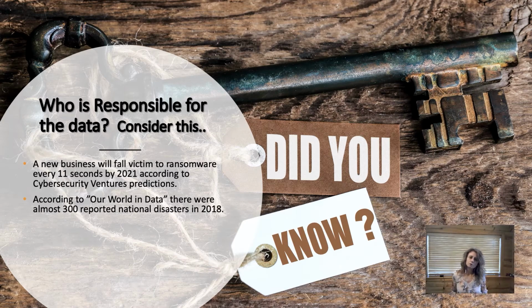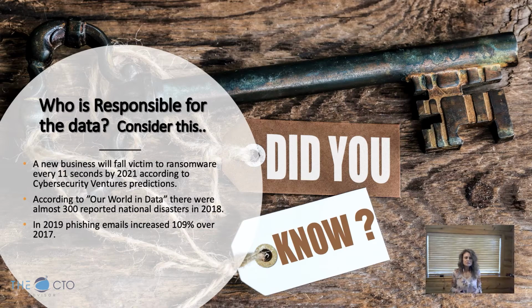Now, according to Our World in Data, there were almost 300 reported natural disasters in 2018. The numbers last year were similar. And as we move into 2020, we're off to a pretty good start. There have been tornadoes, earthquakes, snowstorms, you name it. Natural disasters happen all the time. Where are our data centers? How are we protecting that data?